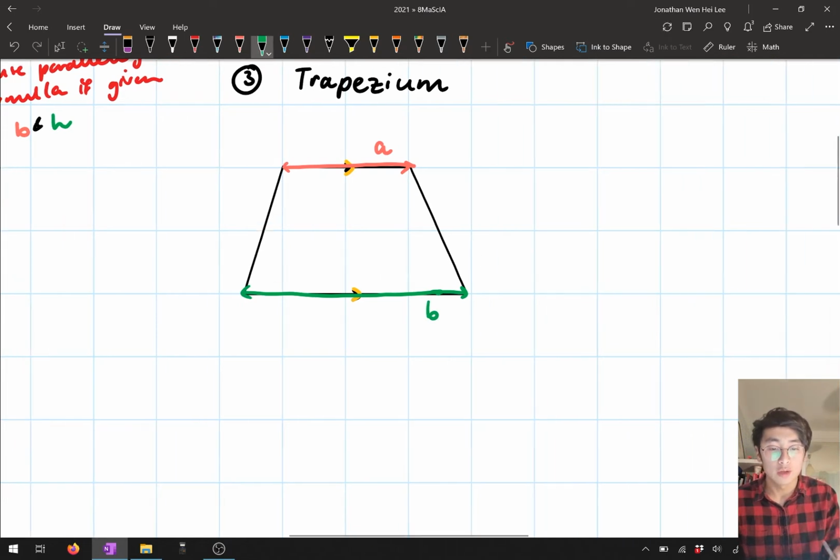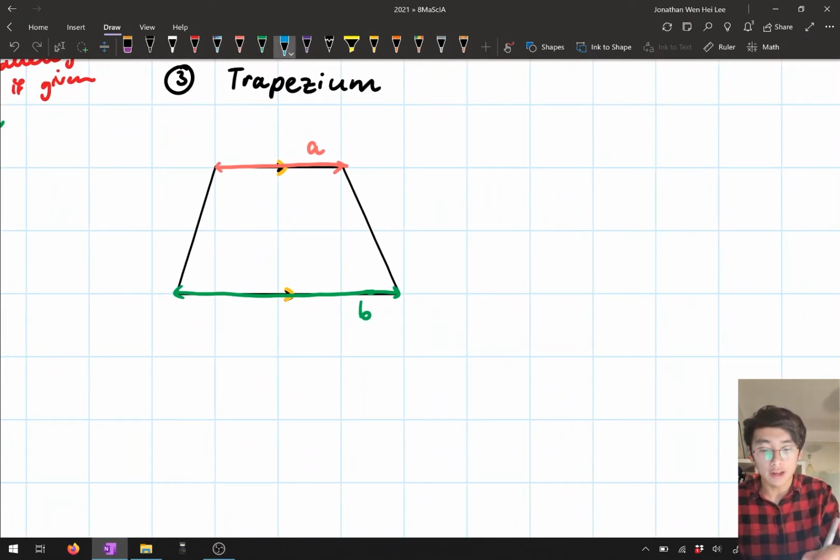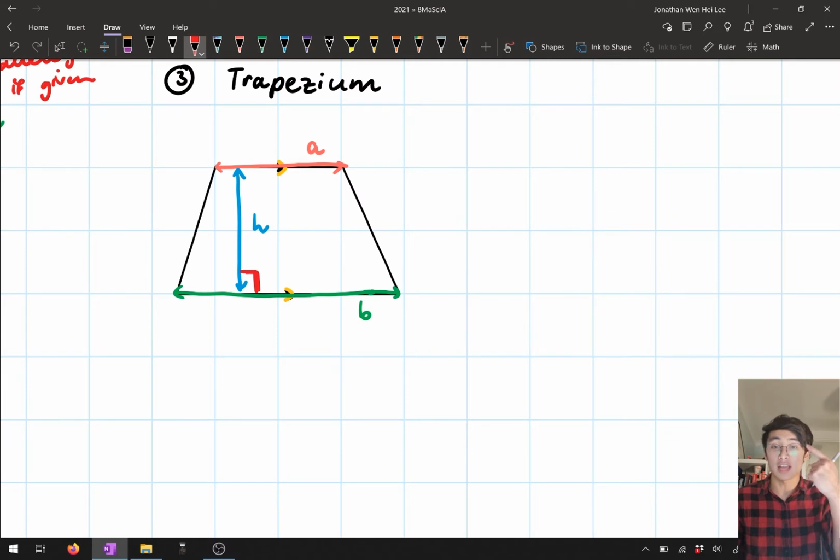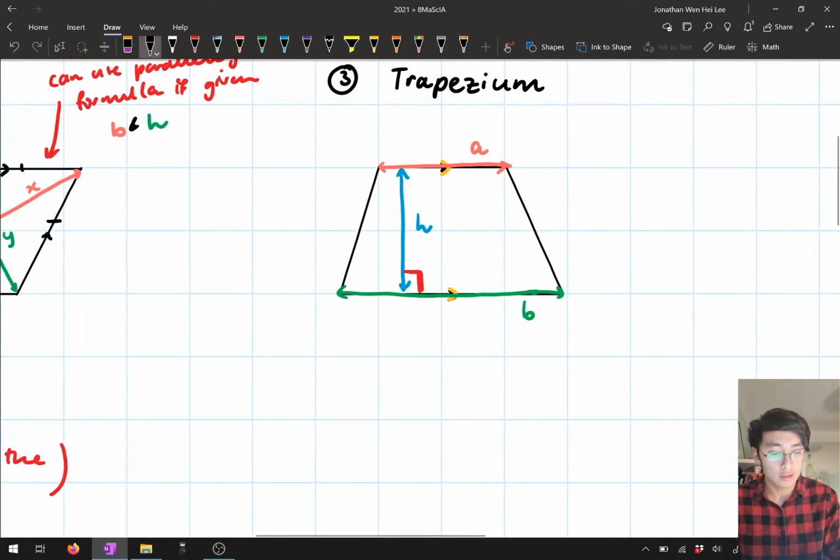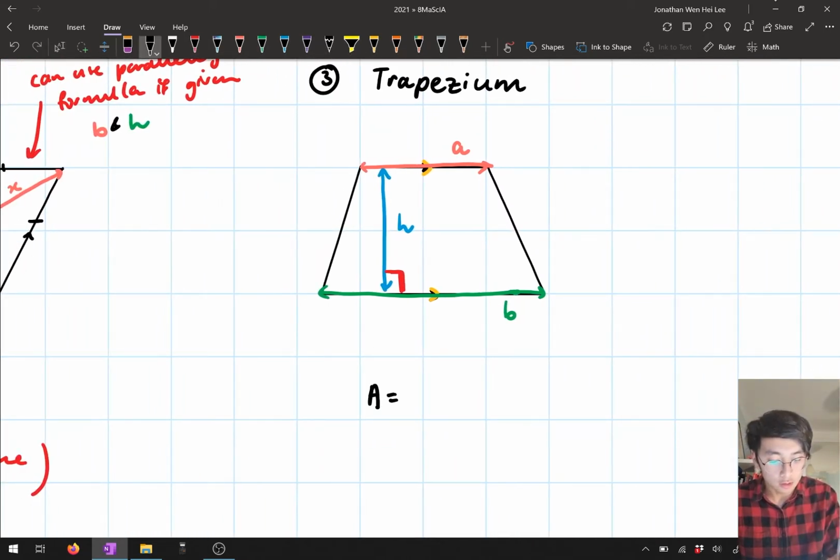I need those two lengths. And the final thing that I need is the height of my trapezium. Just like in my parallelogram, I need this height, and we have to make sure it's perpendicular to my two parallel sides. So here I need my two parallel sides, A and B, and I also need the height of my trapezium. If I want to find the area of my trapezium, the formula is area is equal to half times the height times bracket A plus B.